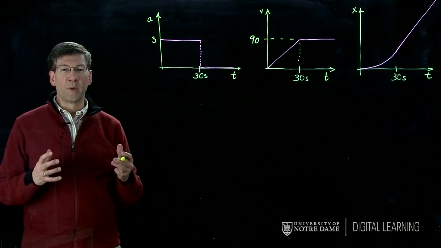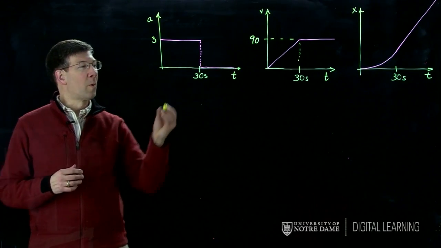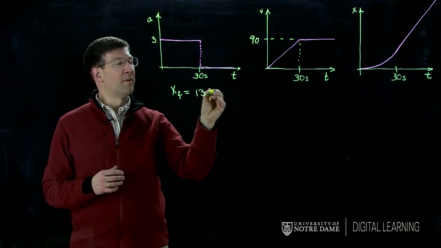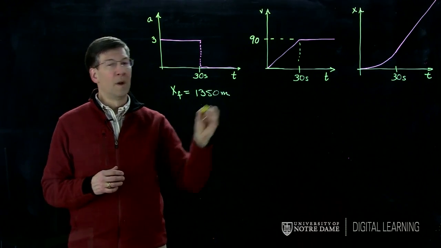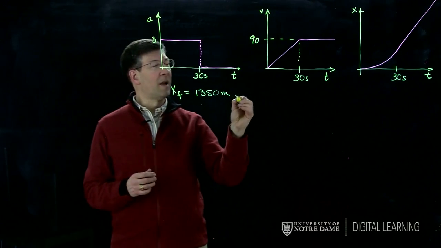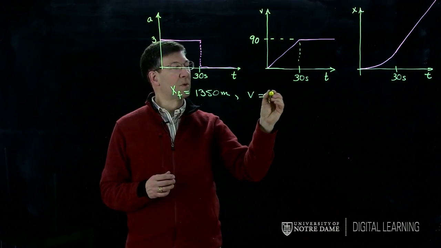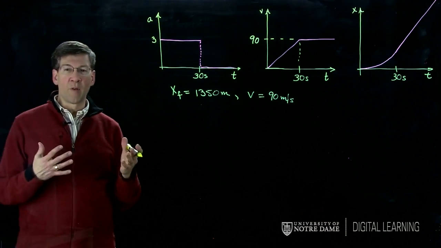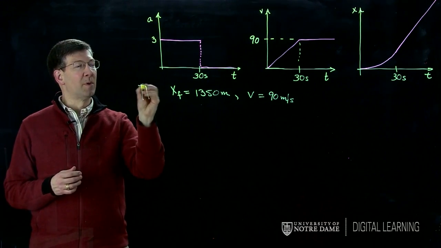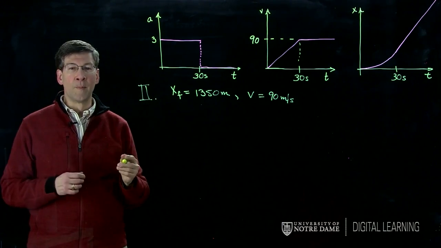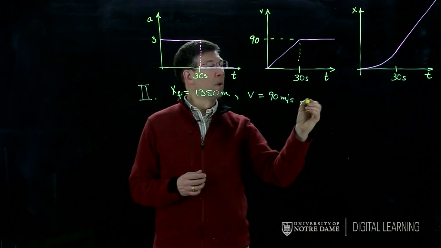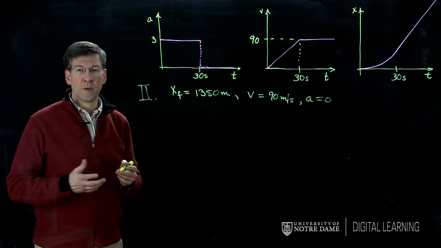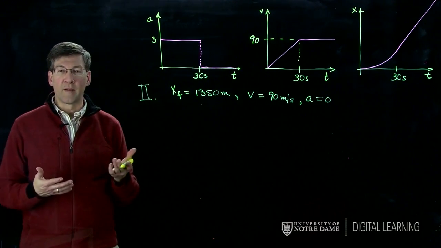So now that we've explained the first part of the motion, we know where we ended. The final position of the first part was 1,350 meters. And we know what the final velocity at the end of the first part was: velocity is equal to 90 meters per second. For the second part of the motion, so let's put a big capital 2 here, the acceleration is equal to 0. So now we can go back to our kinematic equations and use those to figure out how far we go during the second half of the motion.